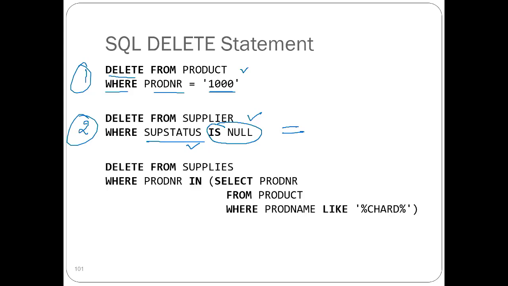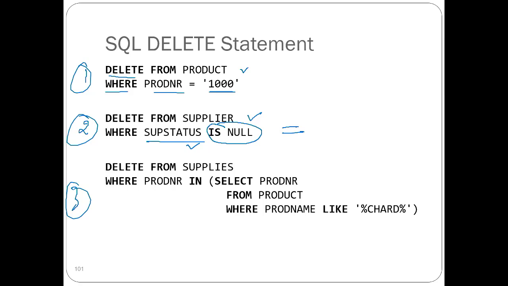All right, so how about the third one? Let's see. This query is interesting. Delete from supplies tuples where product number, right? From suppliers we want to remove some tuples. The tuples which will be removed should have the product number. What are the candidate product numbers to be removed, which we will find in this inner subquery, right?